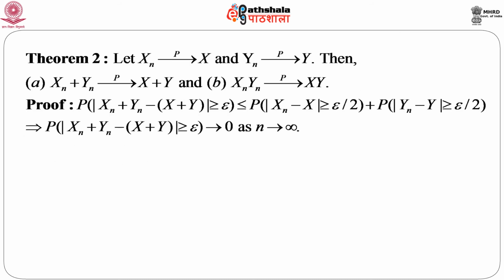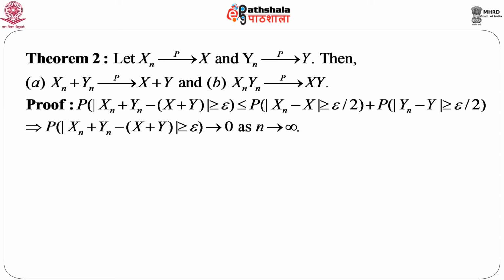Another simple result: if there are two sequences of random variables, x n goes to x in probability and y n goes to y in probability, then x n plus y n will also converge to x plus y in probability, and x n times y n converges to x times y in probability.